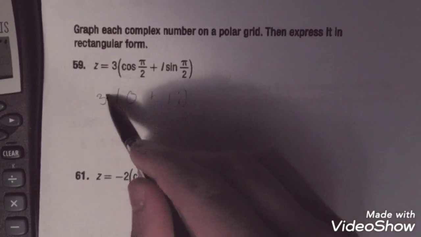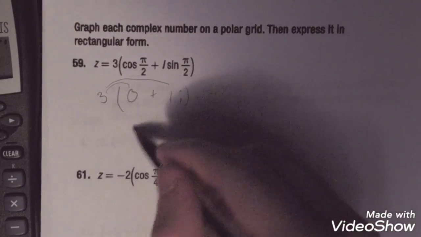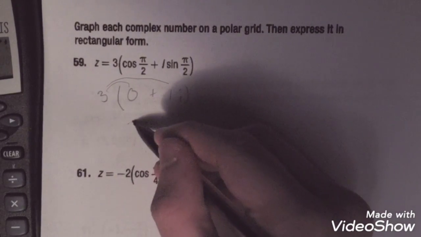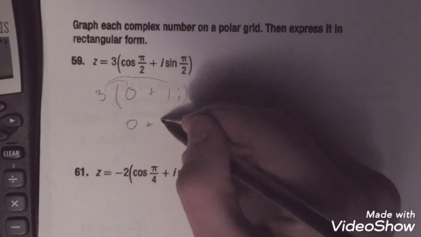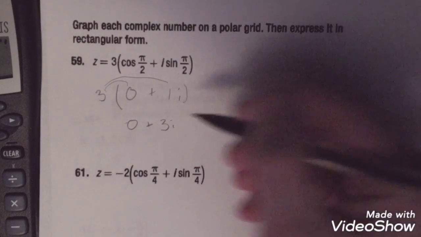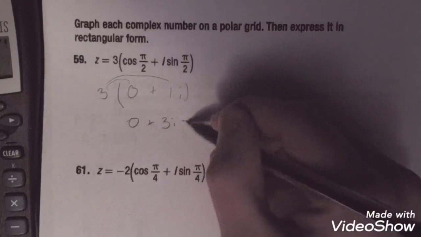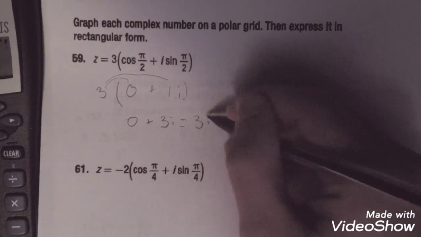i. And you're going to add your 3 on the front. And now you're just going to easily distribute. 3 times 0 is 0, plus 1 times 3 is 3i. And now you can just add these together and you get 3i.